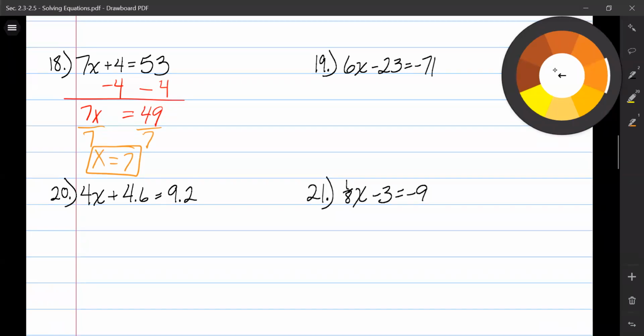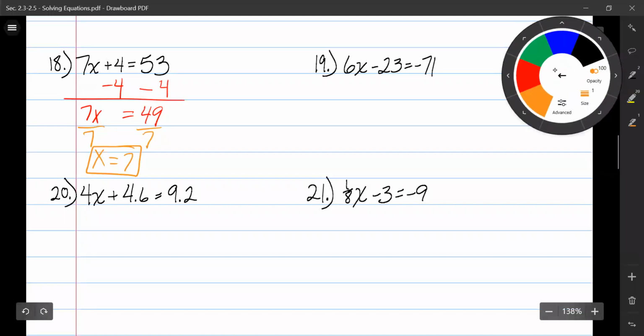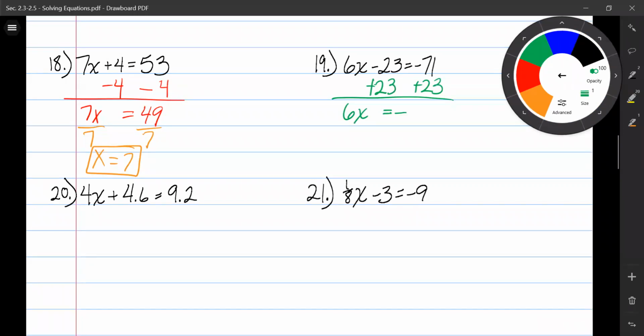Number 19, similar. We want to get x by itself. So I'm going to start by adding 23 to both sides. All right, so my account was overdrawn by $71 and I deposit $23 in the account. It's still going to be overdrawn, but by how much? Okay. 48. Yep, that sounds good. So you do that by just doing 71 minus 23 to get 48.